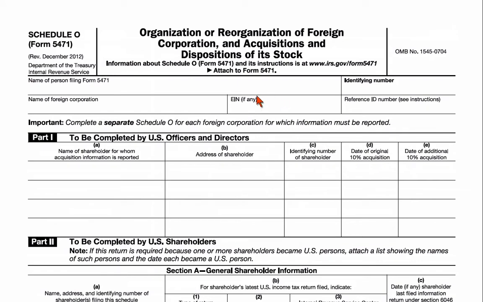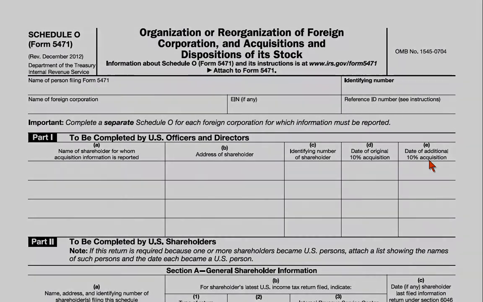Most foreign corporations do not have a U.S. EIN. Part 1 is filled out by U.S. officers and directors, and provides information about the U.S. shareholders and their acquisitions of shares in the foreign corporation. For example, the name, the address of the shareholder, and the identifying number of the shareholder, the date of the original 10% acquisition, and if applicable, the date of any additional 10% acquisition of shares.